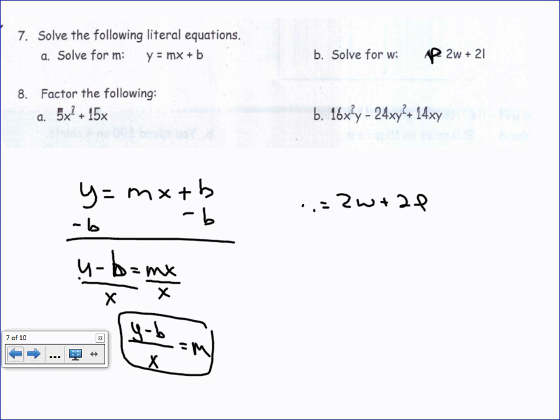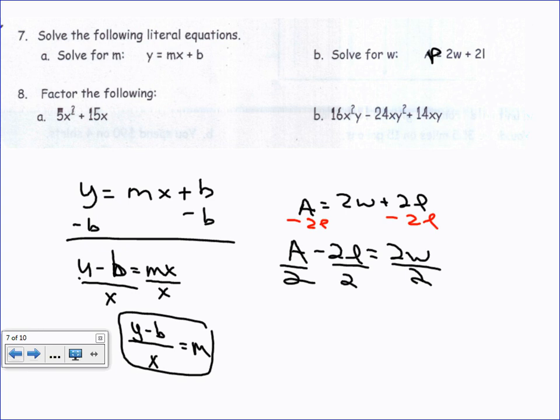If I were going to solve that problem for W, I would need to move a plus 2L. The way I do that is by subtracting 2L, and then divide by 2. Now, the thing that's interesting about dividing by 2 is you can write that a little bit differently, and I could end up with 1/2 A minus L equals W.